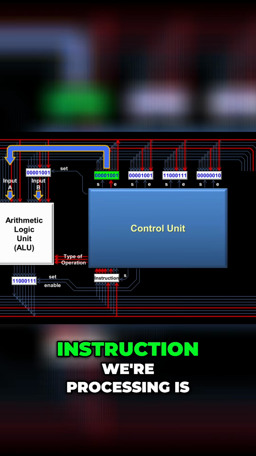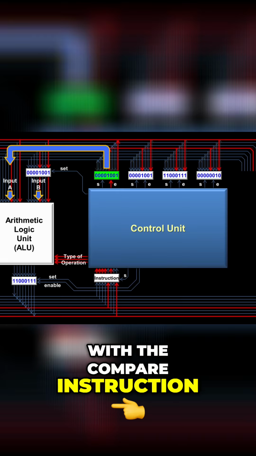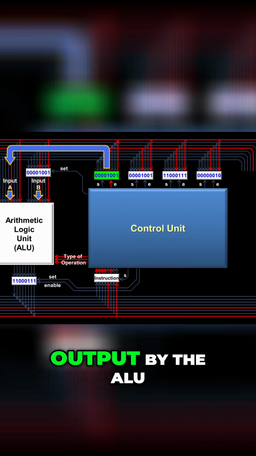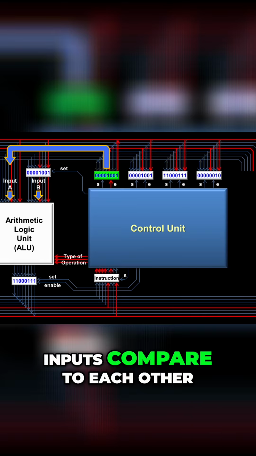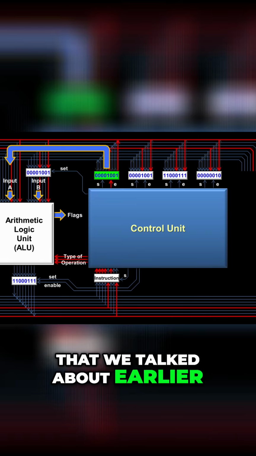So let's say the instruction we're processing is a compare instruction. With a compare instruction, we're not interested in the number that is output by the ALU. We only want to know how the two inputs compare to each other. For that, we use the flags that we talked about earlier.